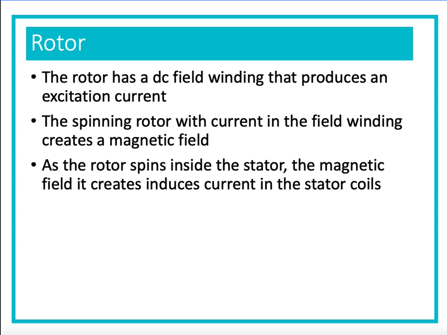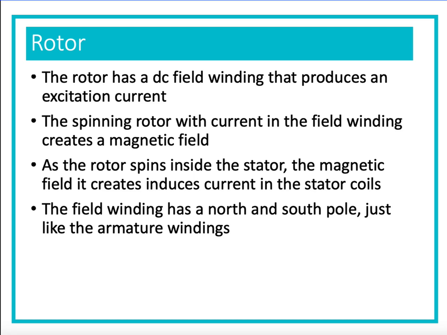If the rotor spins inside the stator, which it does, the magnetic field, again, induces current in the stator coils, and the field winding also has a north and south pole, just like the armature winding. So there's actually a magnetic field associated with the stator and a magnetic field associated with the rotor. In a generator, especially in a synchronous generator, those magnetic fields are the same. In other devices, as you'll see later, those magnetic fields aren't necessarily lined up. But in this example, they will be, and they are.